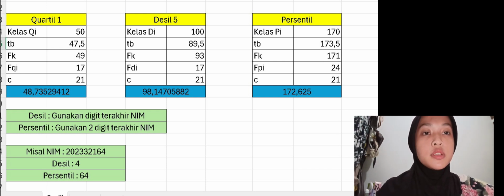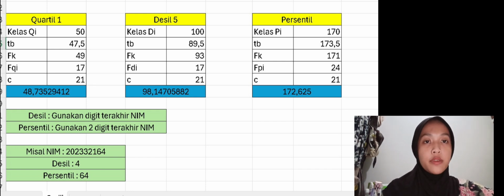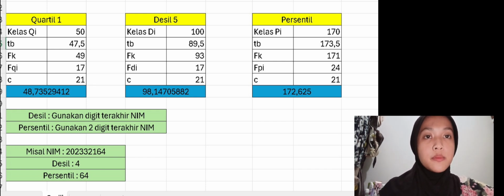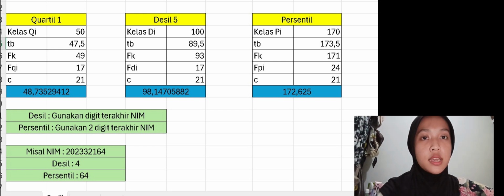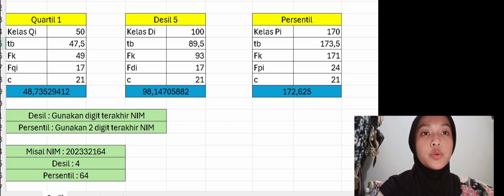Quartiles are used to divide data into 4 equal parts so that the position of the data from the lower to the upper section can be identified. Deciles divide the data into 10 equal parts so that the position of the data can be seen in more detail. Meanwhile, percentiles divide the data into 100 equal parts and are usually used to determine the position or ranking of data.